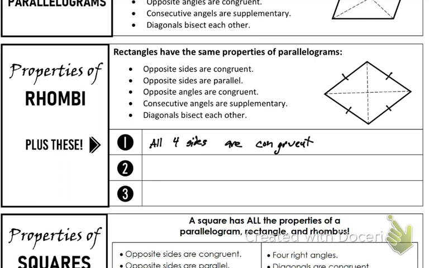The diagonals will be perpendicular, i.e. the diagonals will meet at a 90-degree angle. So our diagonals will be perpendicular, which means 90 degrees.